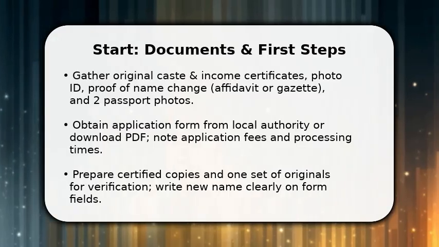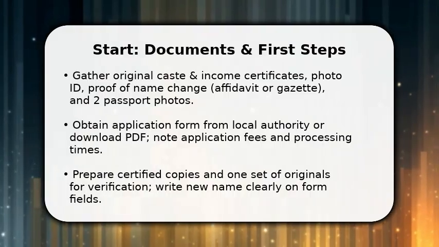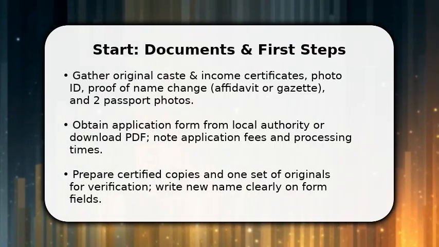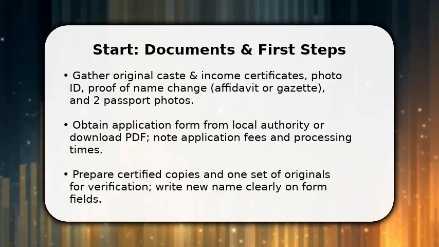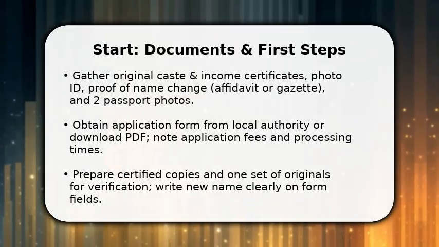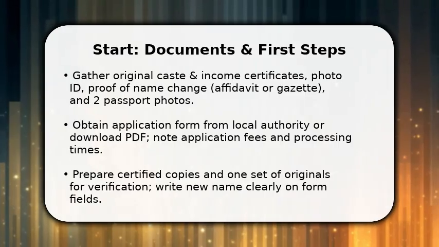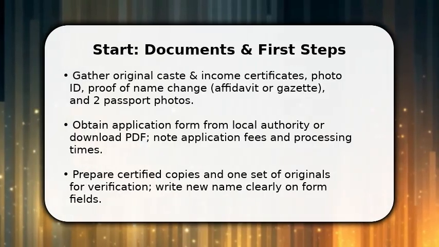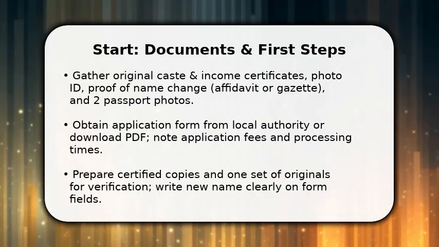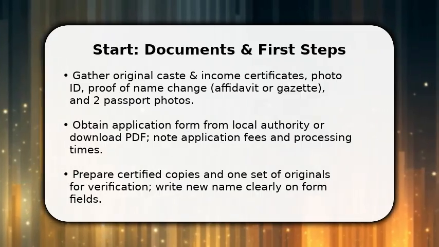You begin by confirming eligibility and collecting core documents: original caste and income certificates, your photo ID, and an affidavit or gazette showing the new name. Next, obtain the specific application form from the local revenue office or download the official PDF. This matters because forms differ by district.